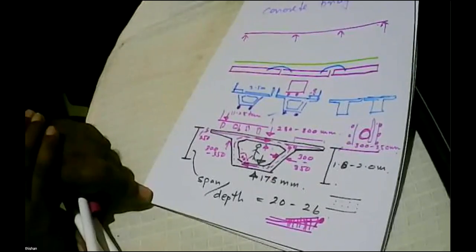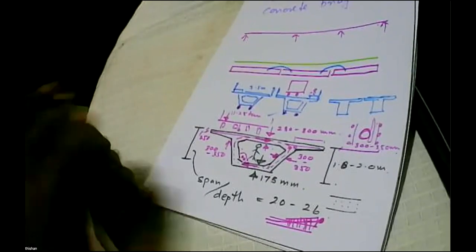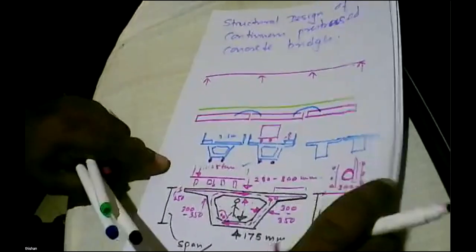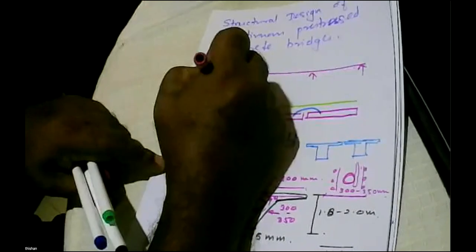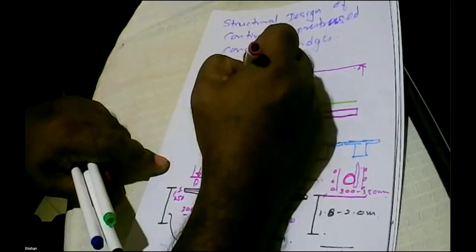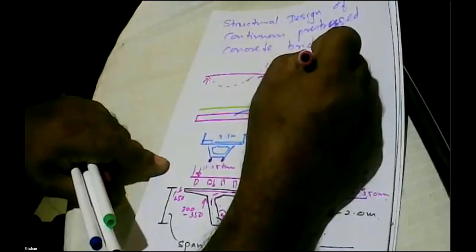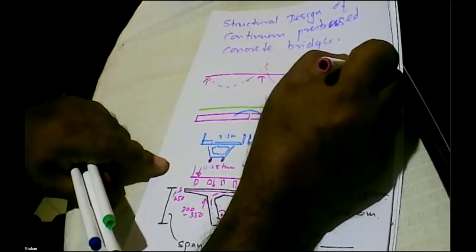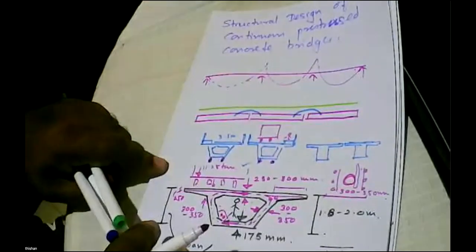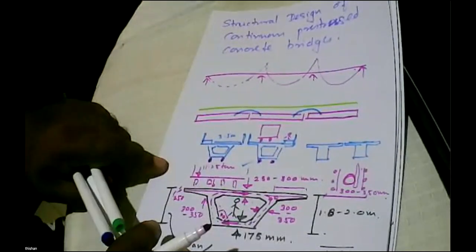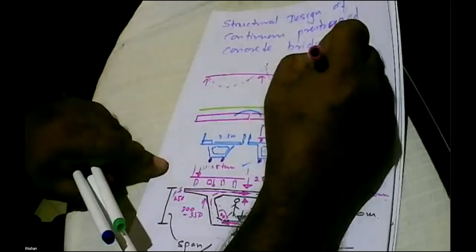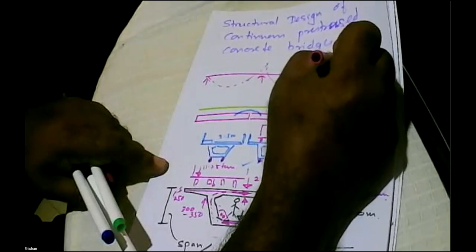And let's assume that we are going to construct it at once. If you construct it at once, what will happen? We'll get a bending moment diagram due to the self-weight of the structure. Due to the self-weight of the structure, we'll get a bending moment, and we call it MD due to the dead weight.